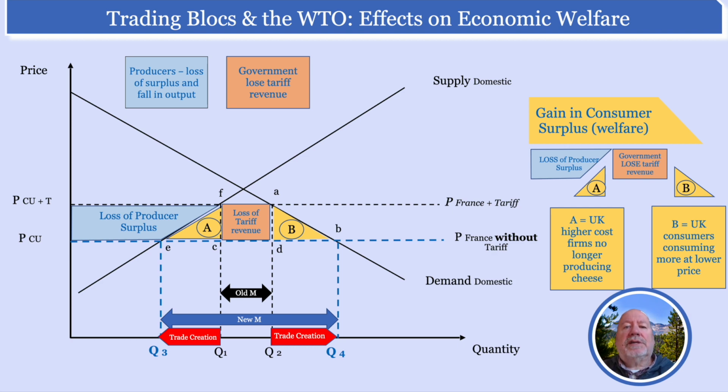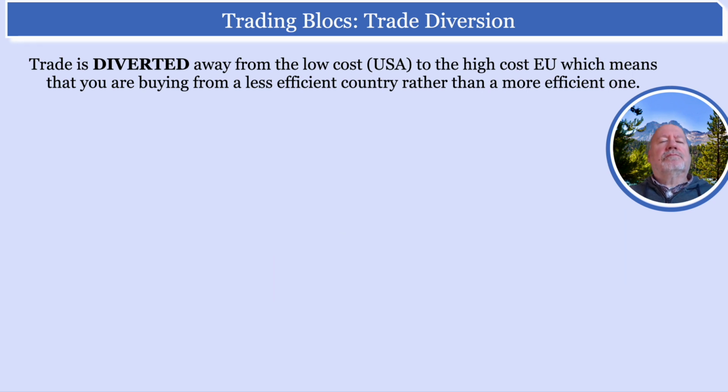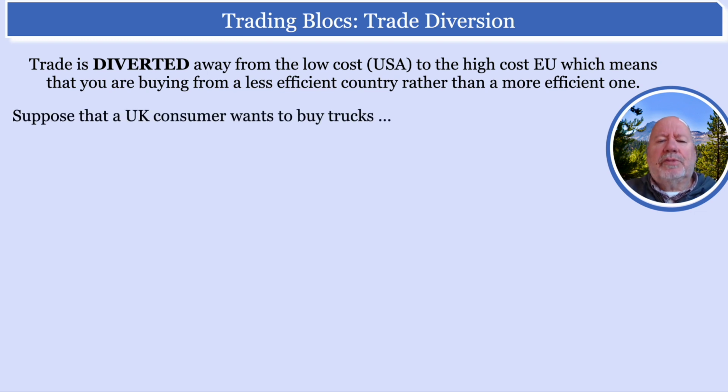But as I've just hinted at, we now also need to look at the fact that there's trade diversion. And trade diversion is simply saying that instead of producing in the lowest cost country, we are now diverting our output from a low-cost country to a high-cost country. Now, what you have to then do is bring in a third country into the equation. In this case, it's going to be the USA. So we're going to look at an example of buying trucks. I've just made up the example, so don't worry about it being accurate. It just gives you a good idea about what trade diversion is.